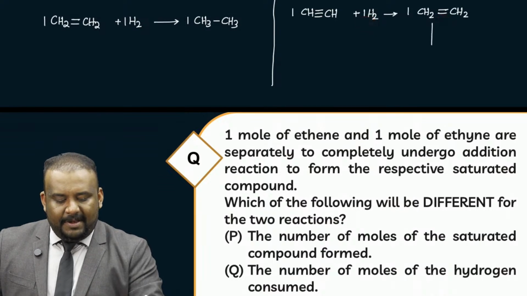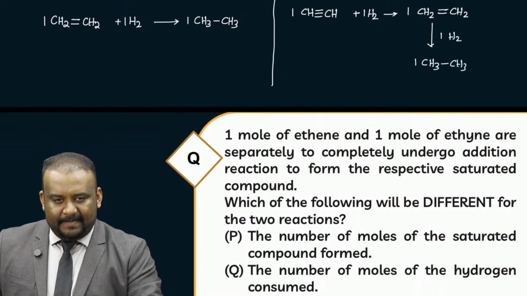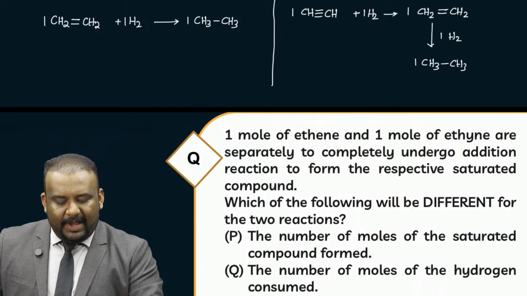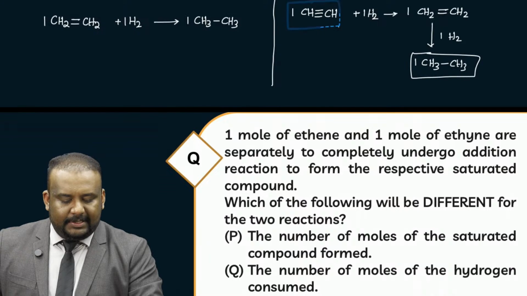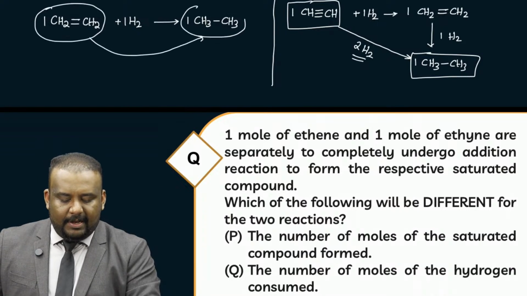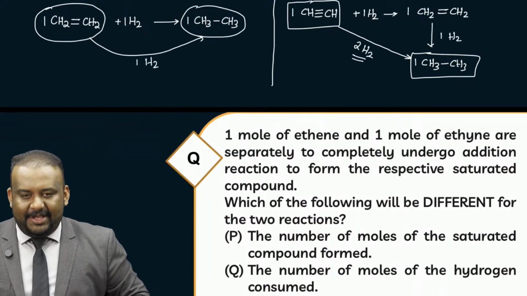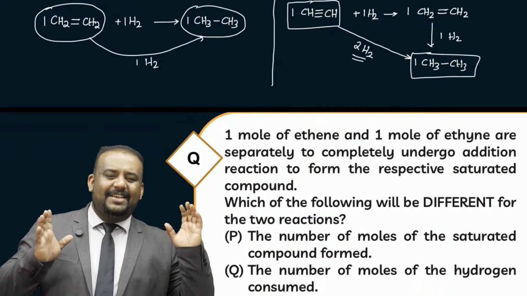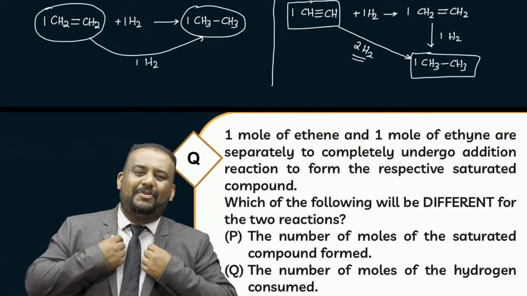And then what should happen? This should add 1 more hydrogen to get CH3 CH3. Correct? So altogether for ethyne to become ethane, how many hydrogens are required? 2 moles of hydrogen are required. But ethene to ethane requires only 1 mole of hydrogen. You understood that? It's a very, very easy question, I would say, but you have to think a little bit.